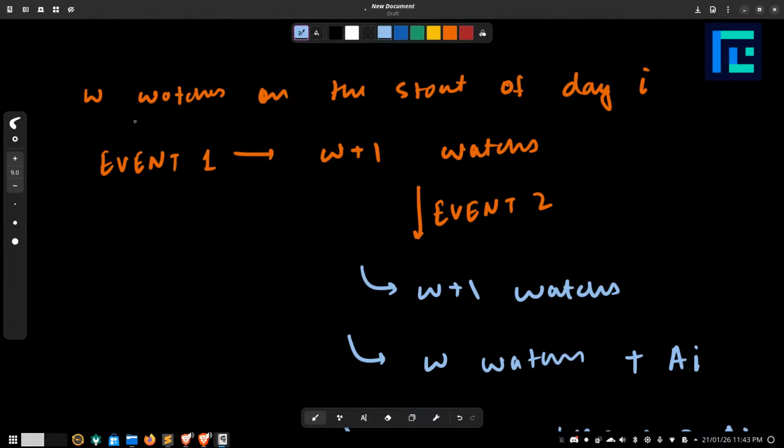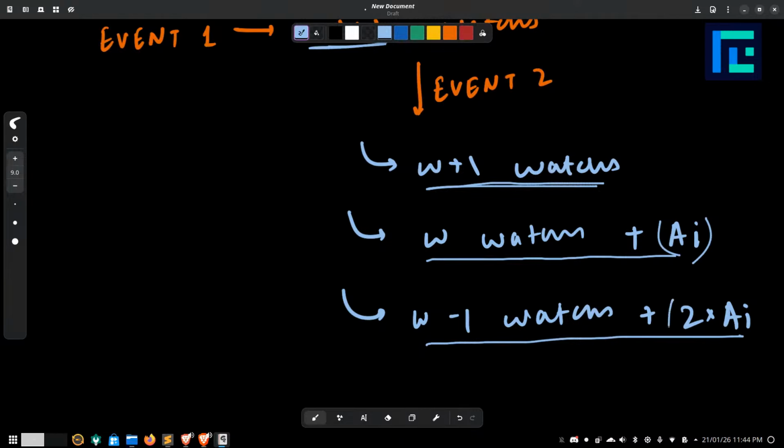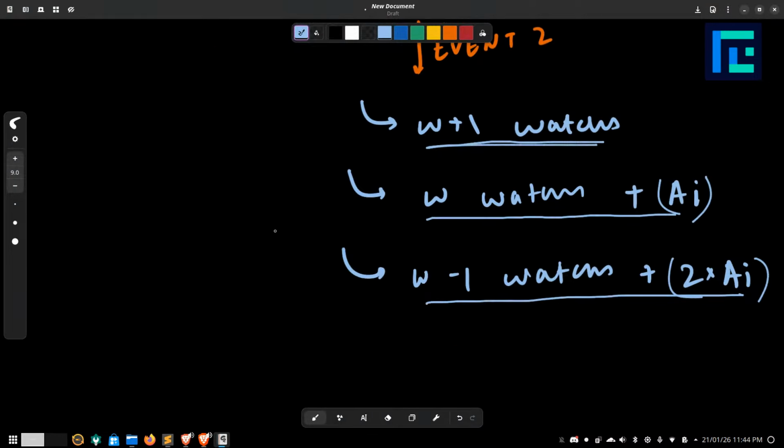So basically, if on the ith day I have W watches, then first of all I'll get a free watch and it will become W plus 1 watches, and then I can choose to not sell any watch that day. So on the next day I'll go with W plus 1 watches, or I can choose to sell one watch that day. So on the next day I'll go with W watches plus I'll get A_i money. And if I choose to sell two watches, then on the next day I'll have W minus 1 watches and 2 times A_i coins. So that is the problem. Let's see the test cases.